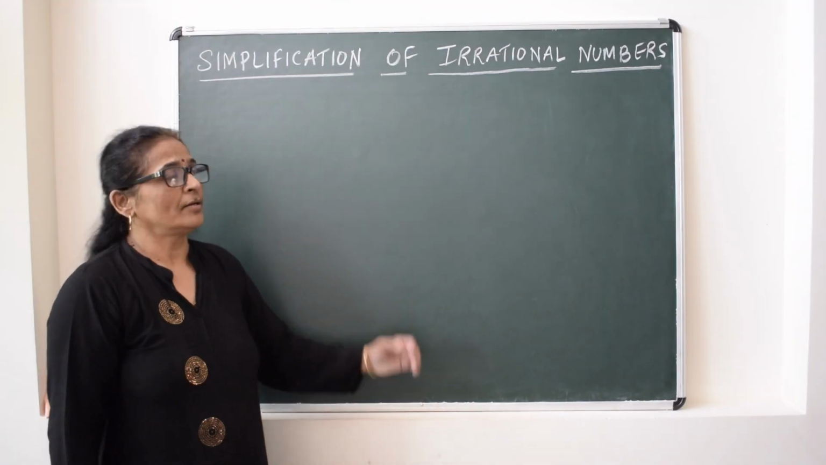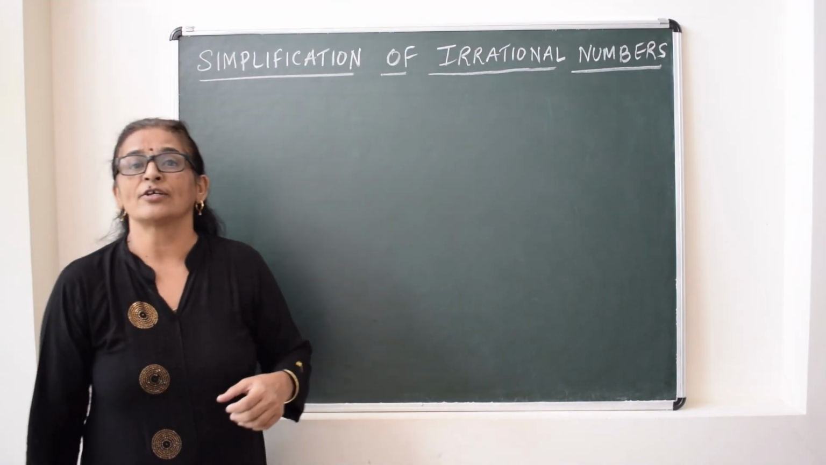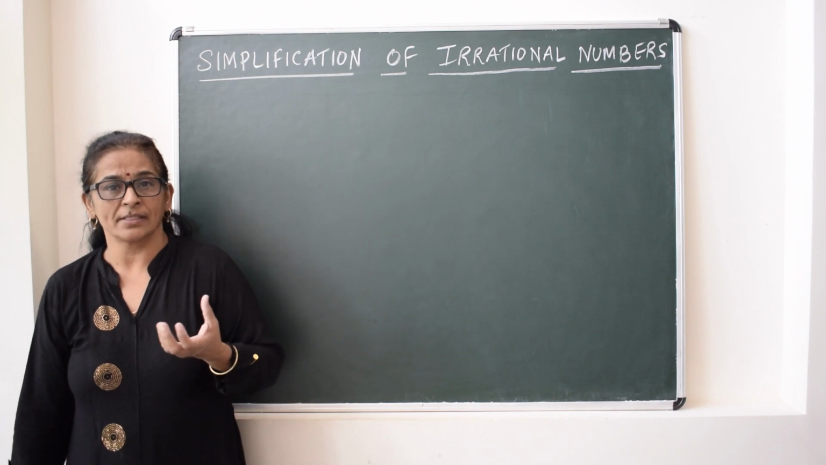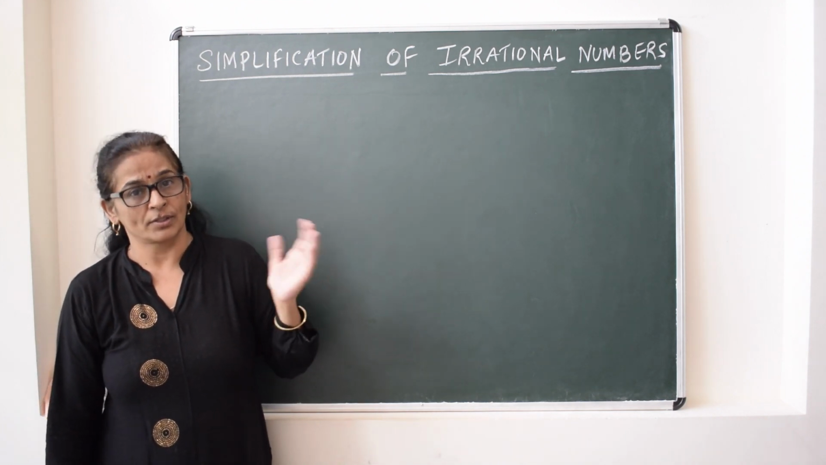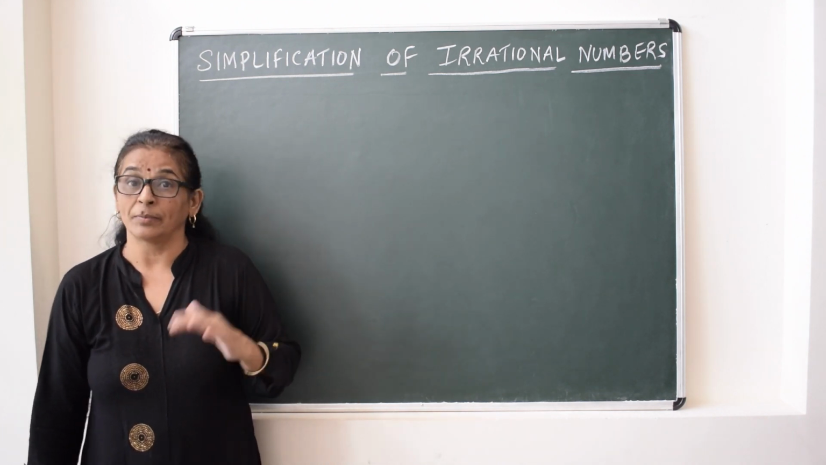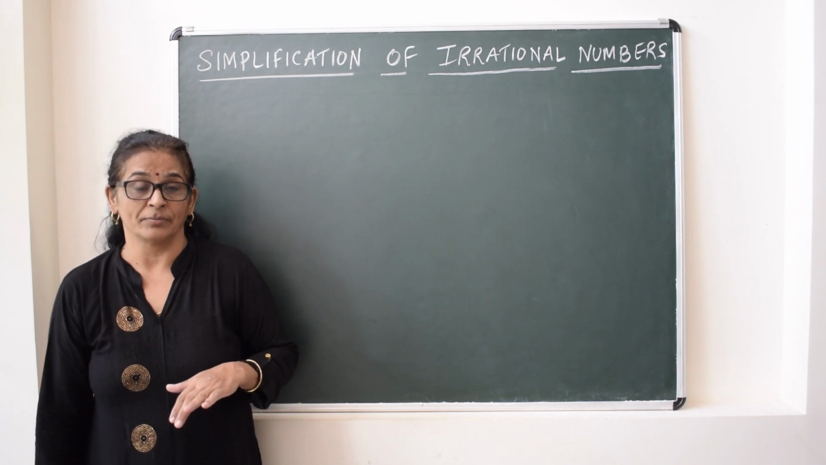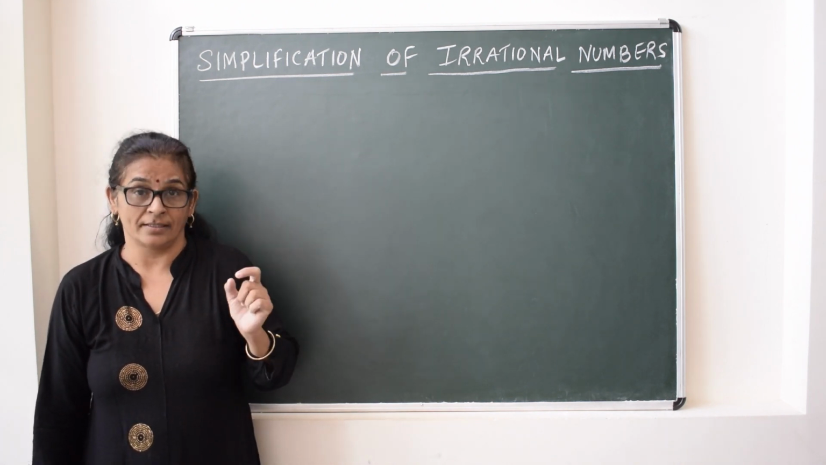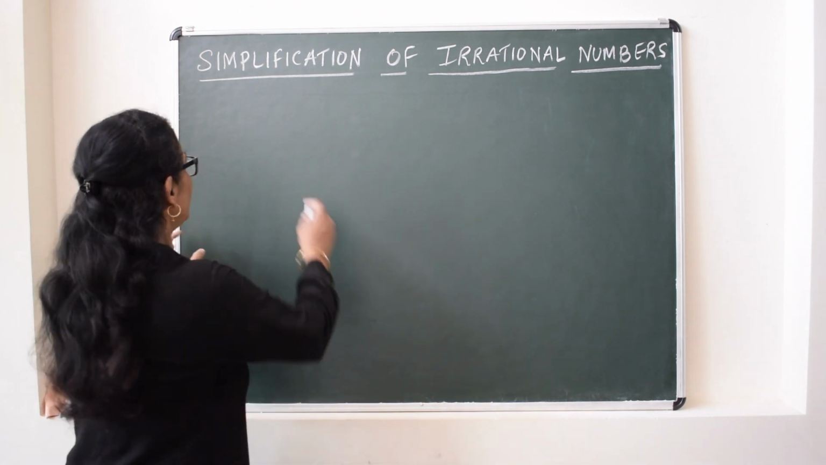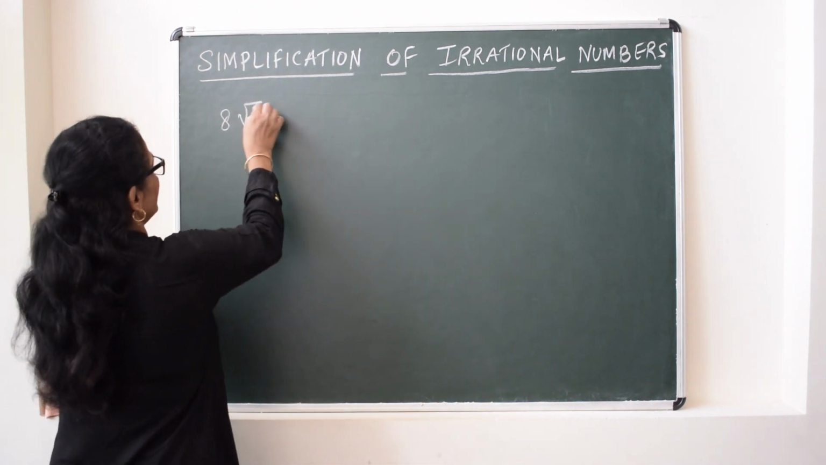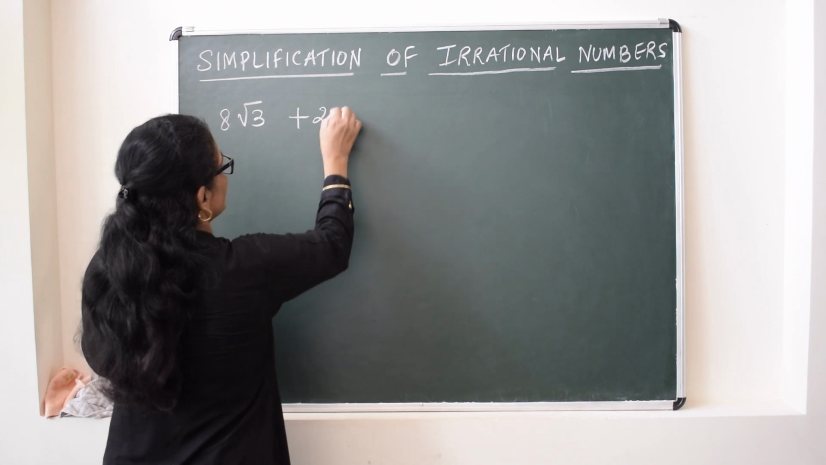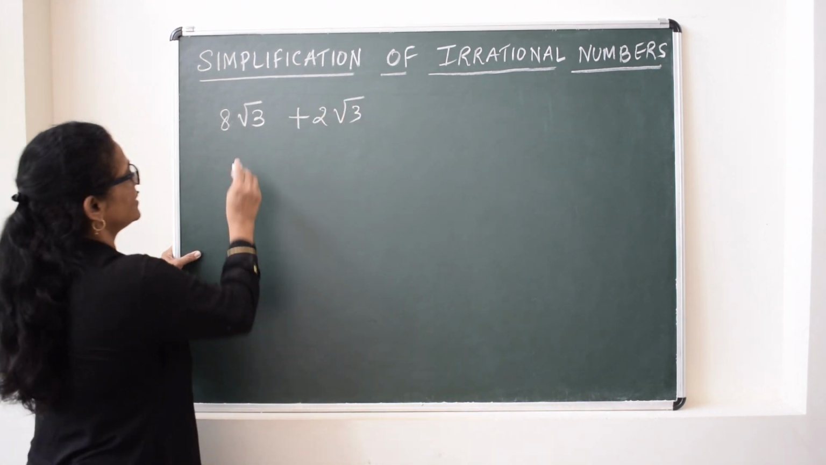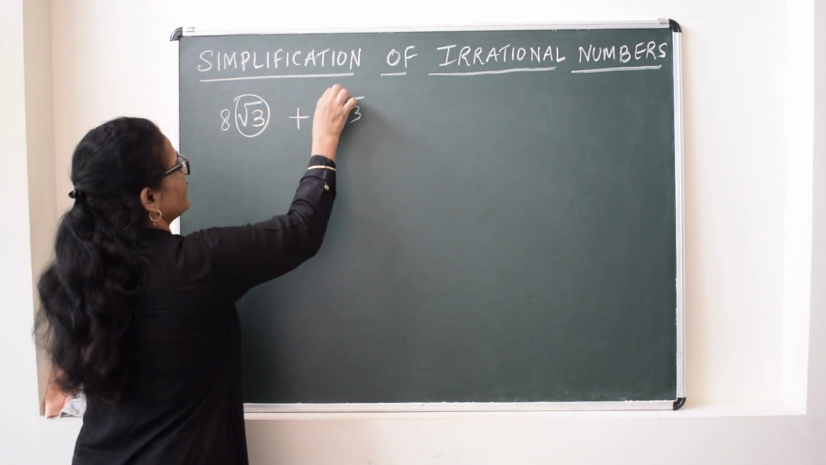Now we'll study the simplification of irrational numbers. That means when irrational numbers are given, how can we add or subtract, as well as multiply or divide the irrational numbers. We can add the irrational numbers if they are like. So for example, if 8 root 3 plus 2 root 3 is given, the irrational factor is the same.